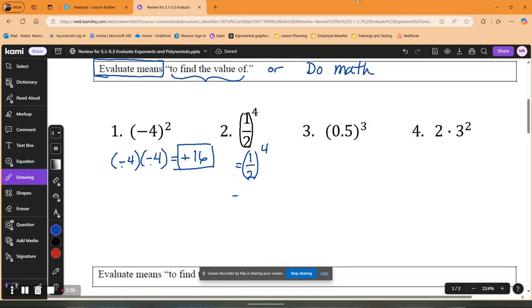And what that is, well, it's 1/2 times itself 4 times. And when we multiply fractions, we multiply all the numerators: 1 times 1 times 1 times 1, which is 1. And then we multiply all the denominators: 2 times 2 is 4, times 2 is 8, times 2 is 16.